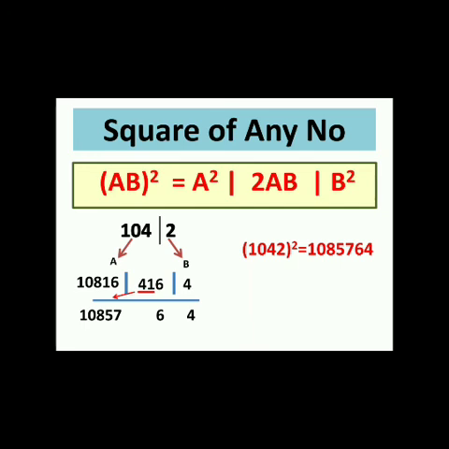So in that 10816, 41 gets added and I get 10857. So my square for the number 1042 is 1085764.